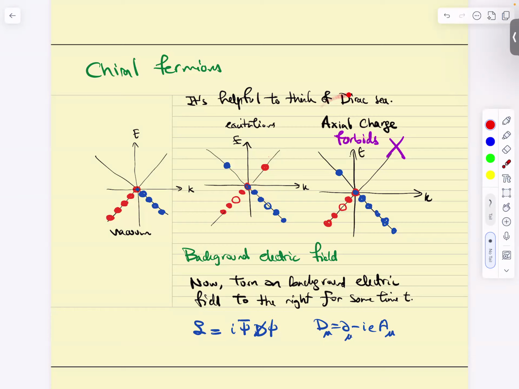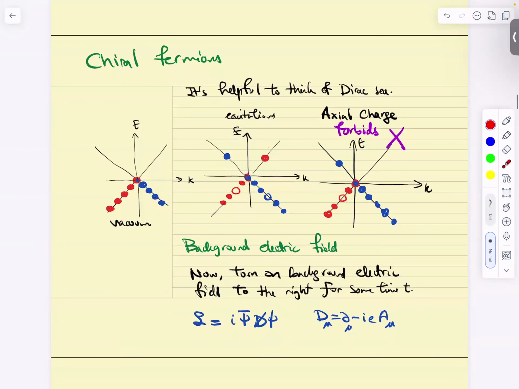But axial charge, which says that the charge density on the left minus right is conserved, forbids this, removing left movers and turning them into right movers. That should be forbidden. And that should definitely be forbidden for a theory that's only made out of left-handed particles, left movers. For a genuinely chiral theory, that must be forbidden.